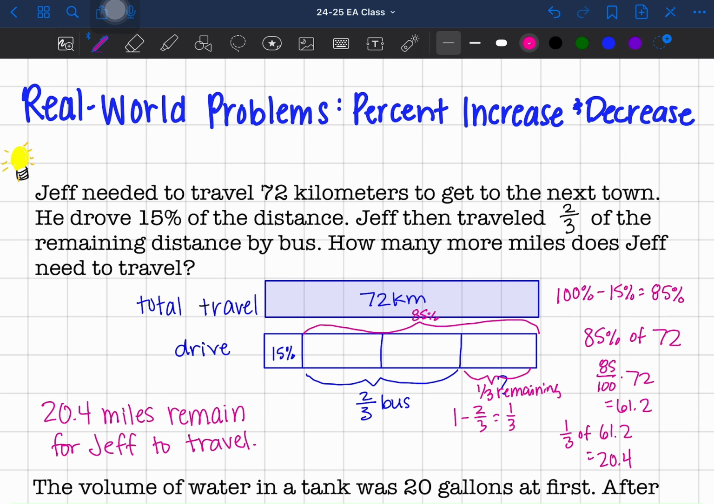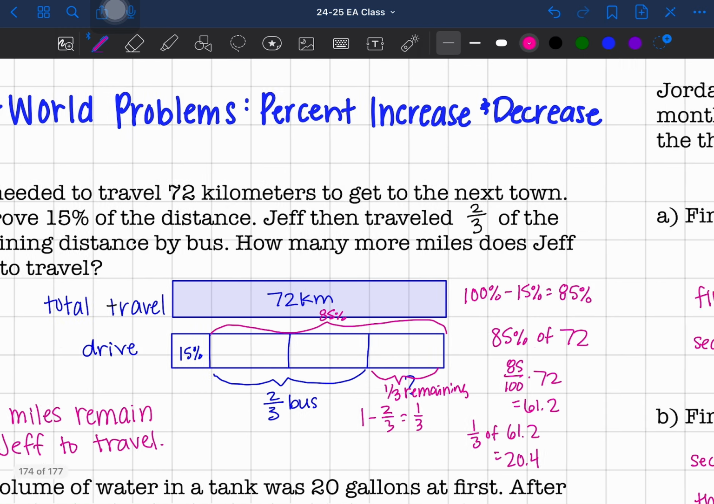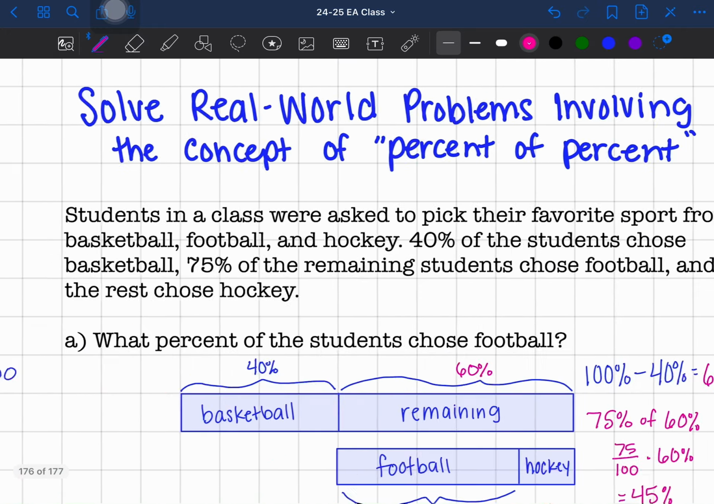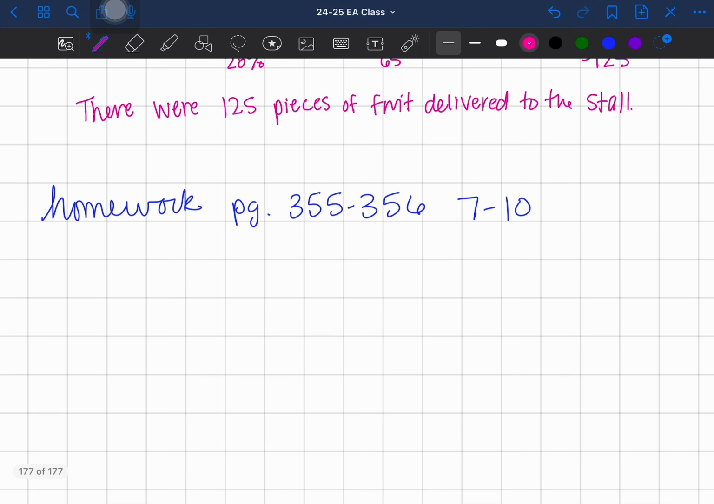All right, so there are multiple steps when solving problems, and that's okay. All right, your homework is page 355 to 356, 7, 8, 9, and 10.